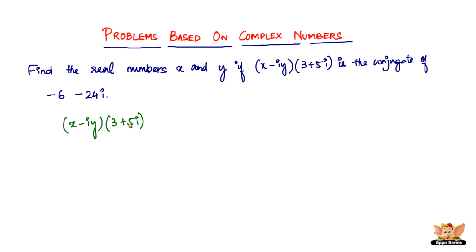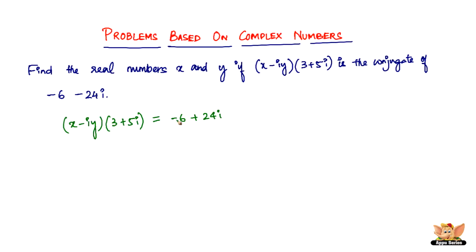Now, if this is the conjugate of minus 6 minus 24i, it is equal to minus 6 plus 24i, because if you remember from the previous videos, we've discussed that the conjugate of a complex number is just replacing the i with a negative i. Here it is i, so replace it with a negative i, and it becomes plus 24i, right? So that's one part of it. Another part is you cannot straight away equate it because this is not in the form of a plus ib. So we need to multiply here.